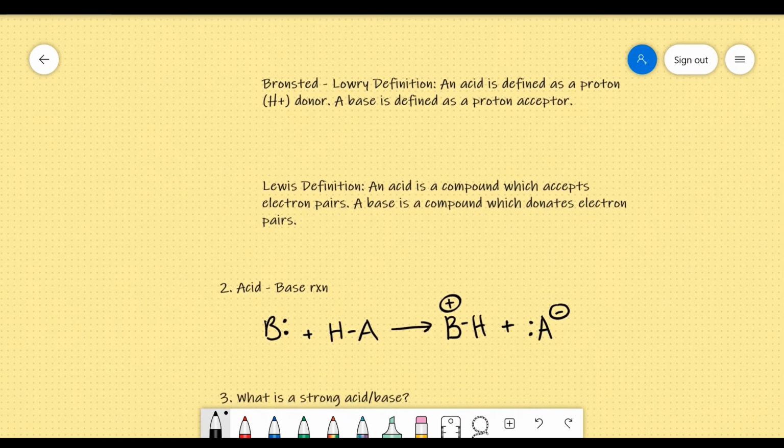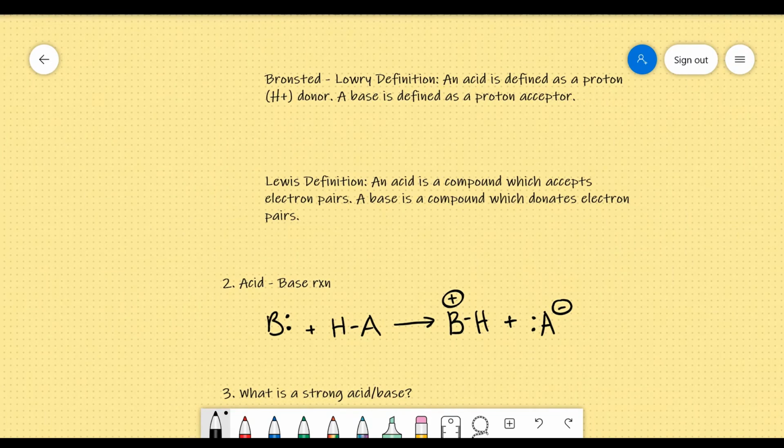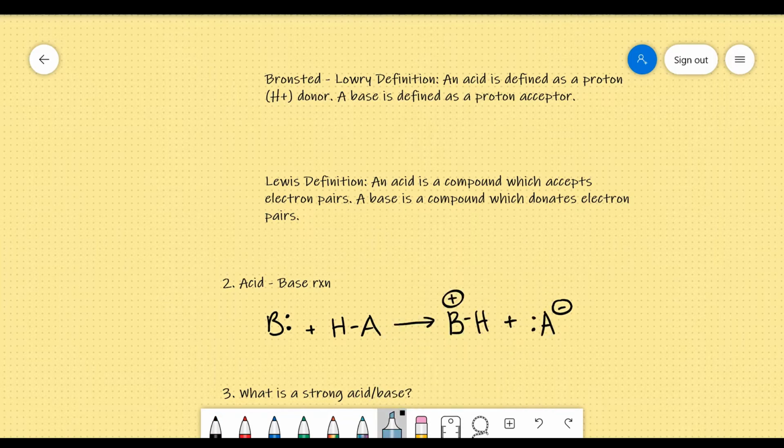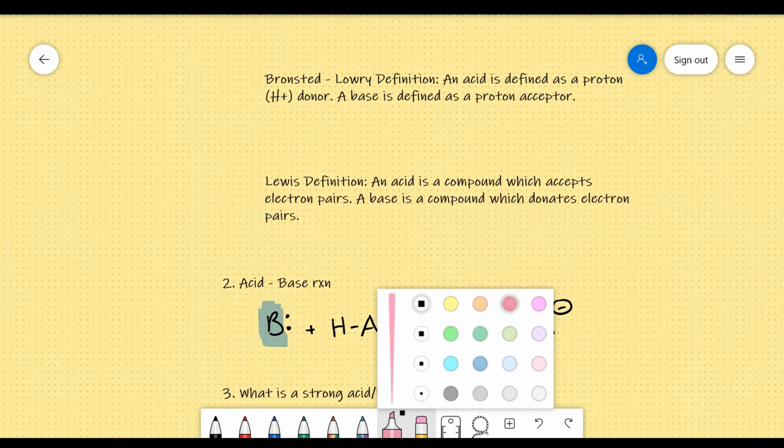So now we have our standard acid-base reaction, and we're going to walk through this one and explain what exactly is going on. So first we're going to define our base and our acid. You can probably tell that the B stands for the base. You're generally going to see a base in blue. And then you're going to see your acid in red.